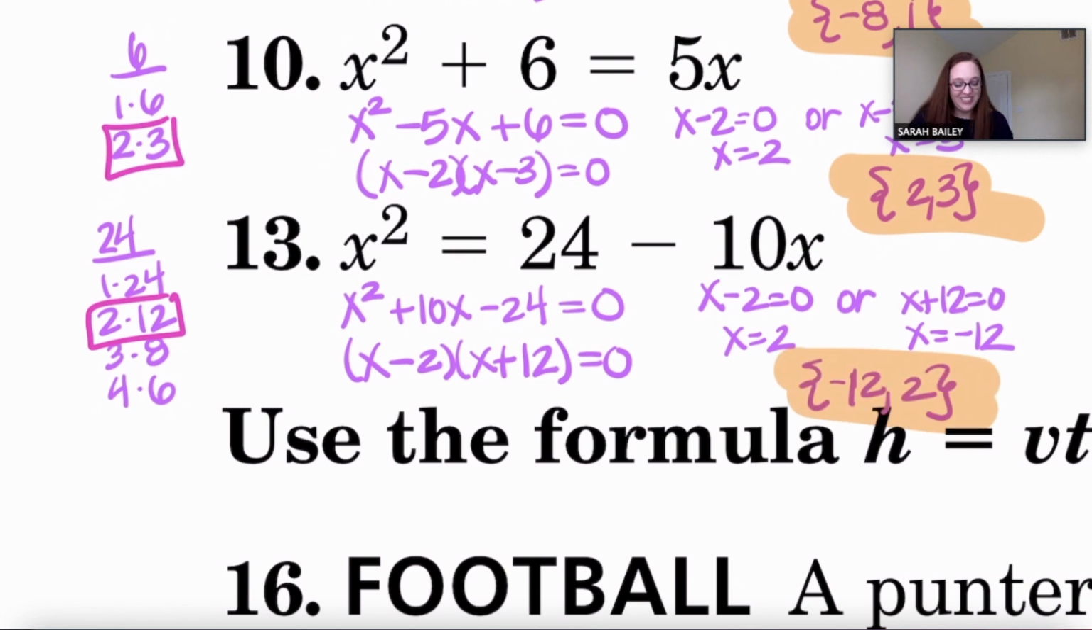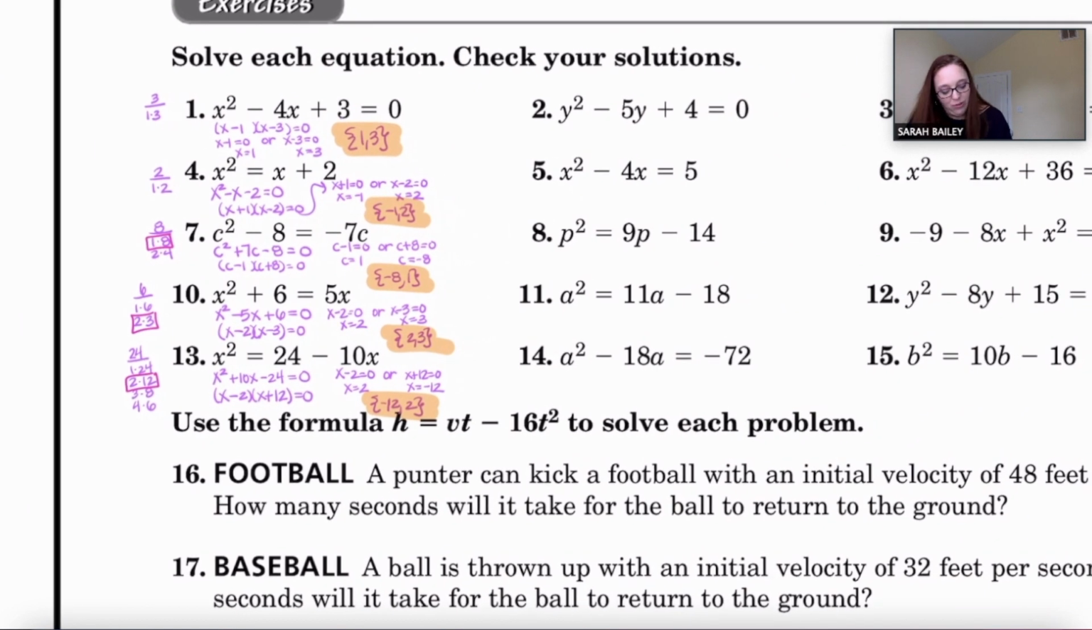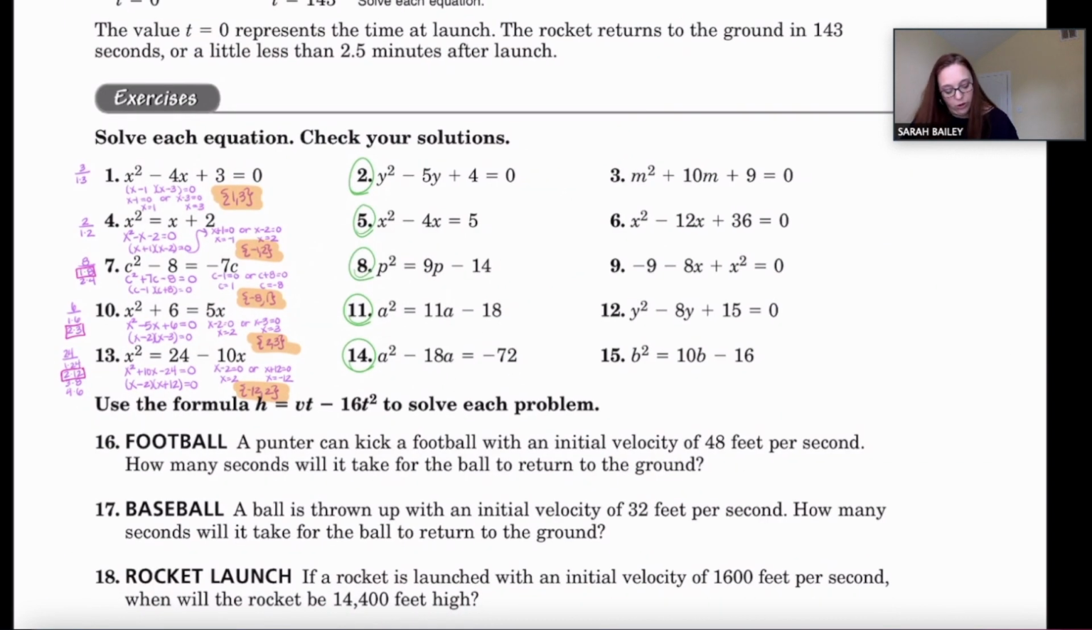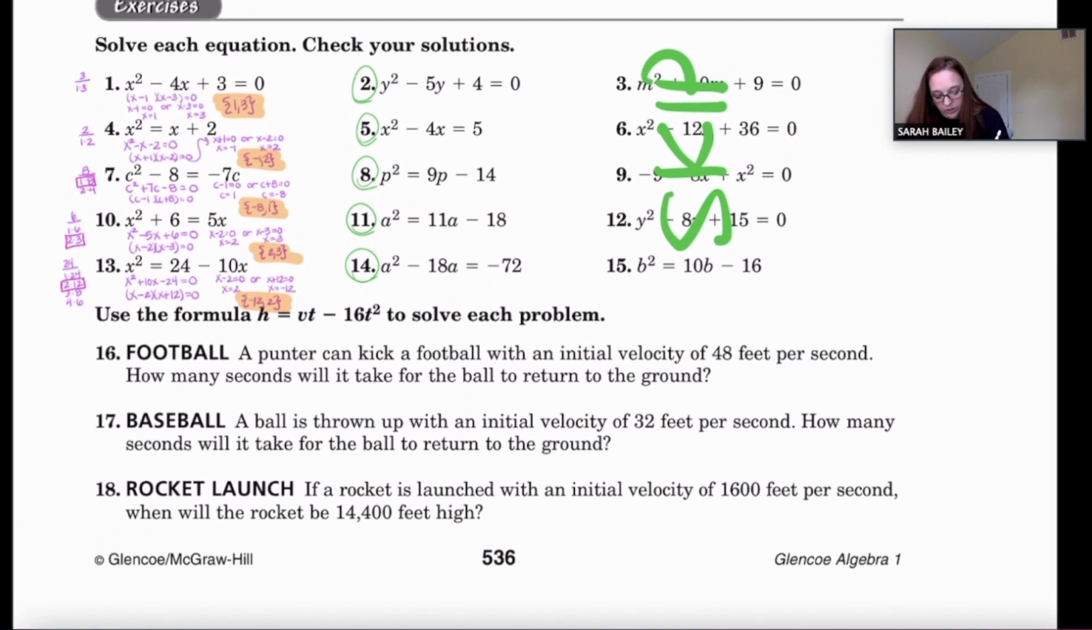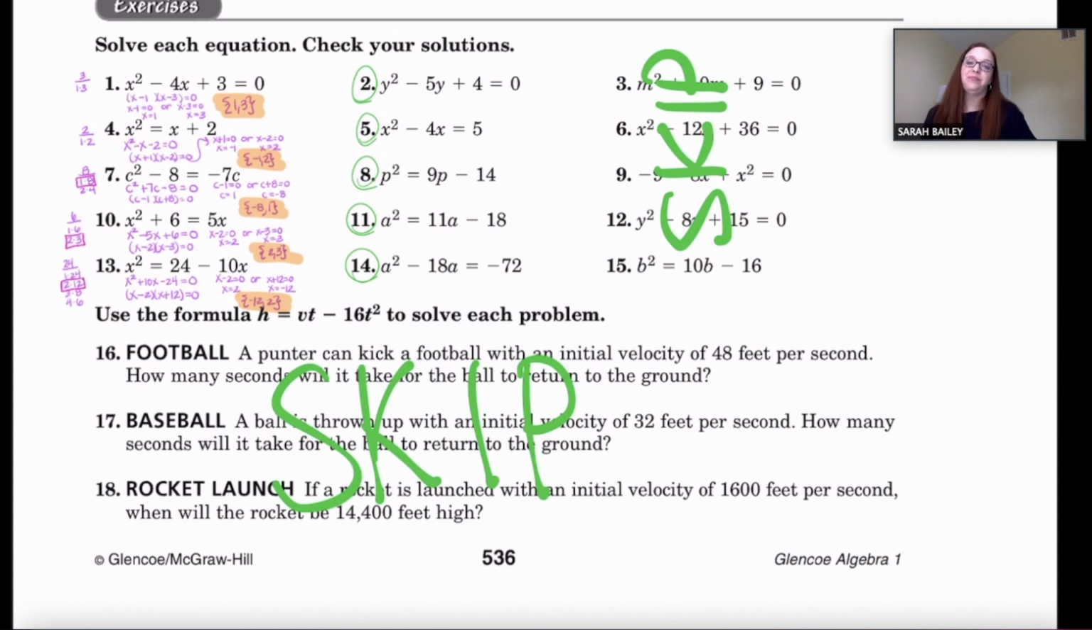Now it's your turn. I'm going to have you just do this middle column again. Okay, 2, 5, 8, 11, and 14. We are going to skip the third column. And I'm also going to have you skip 16 through 18. We're going to skip past those today too. All right, so I want you to pause the video and do that middle column.